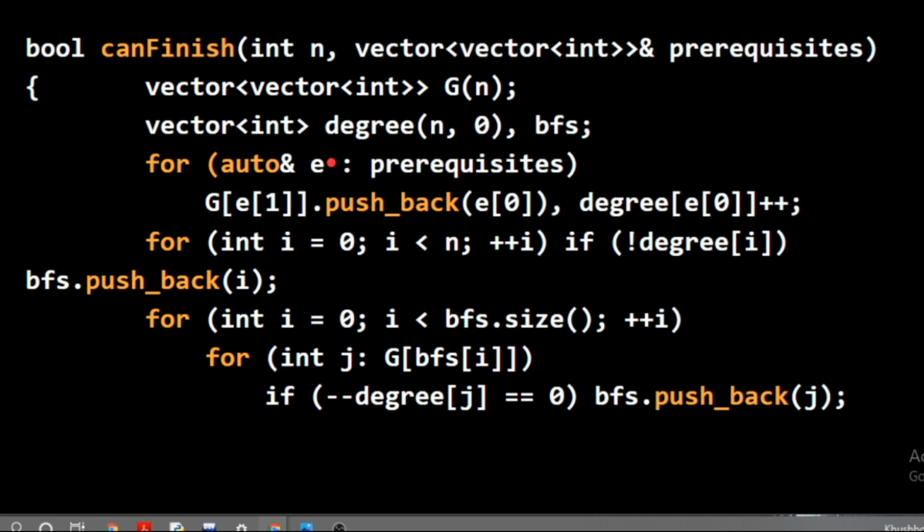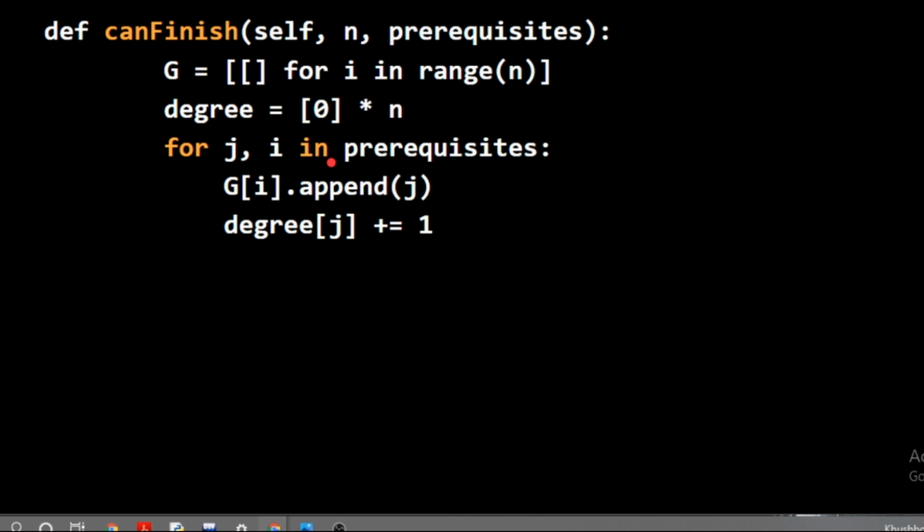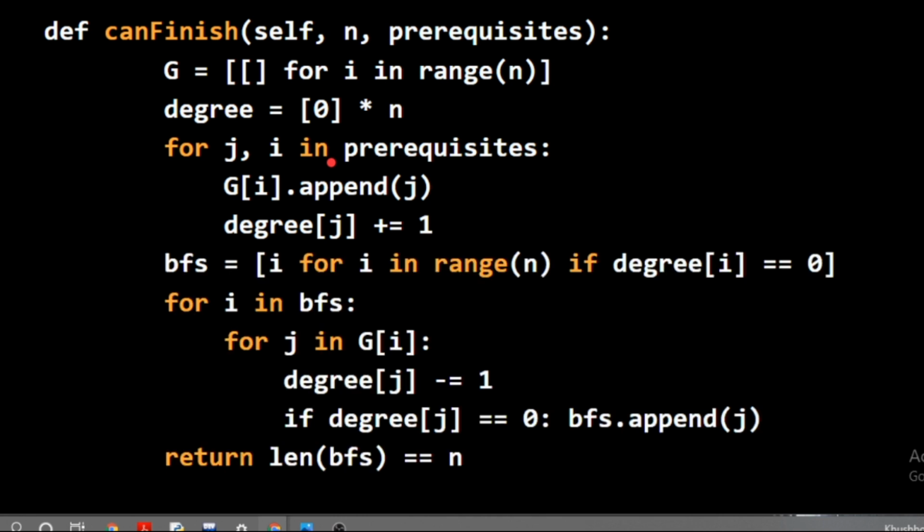So why did I give it the name BFS? Because this is breadth first search. We are searching for a node and then all its neighbors, and then we are going to another level. So let's do it in Python now. Here I have taken the graph as a list of lists and then appended to it, and then checked if the degree is 0 we append it in BFS, and then decrease the degree of its neighbors by 1 and then return the length.